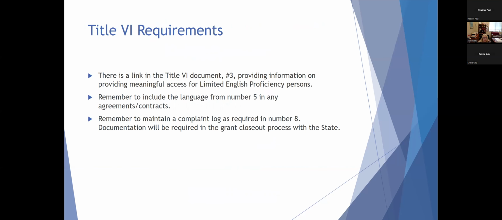So again, I want to make sure you remember that there's a link in the Title VI document number 3, providing you information on meaningful access for limited English proficiency persons. Remember to include the language from number 5 in any of your agreements and contracts. And remember to maintain the complaint log as required in number 8, and that we will require documentation during the grant closeout process.